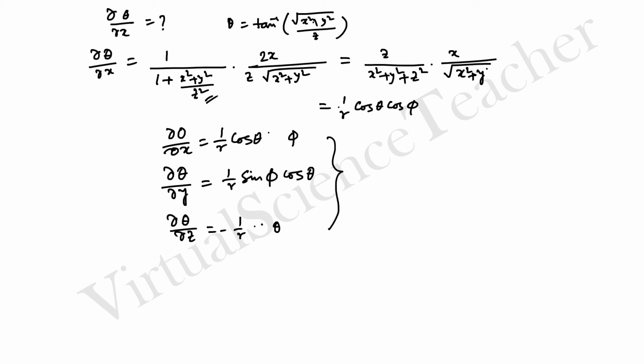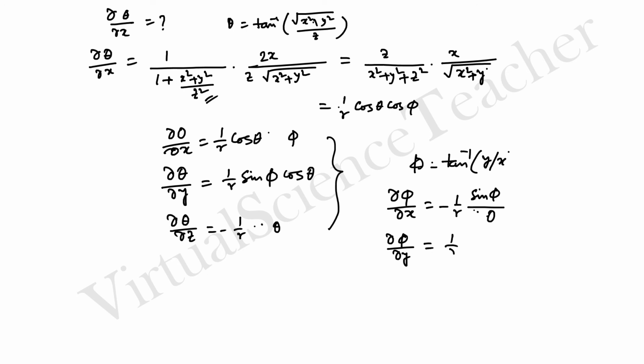Now I am interested to find the values of del phi del x, that means the differentiation of phi with respect to x, y and z respectively. So now what happens for phi? Phi equals tan inverse y by x. So del phi del x provides us minus 1 by r sin phi by sin theta. Del phi del y will provide us 1 by r cos phi by sin theta, and del phi del z provides us 0.